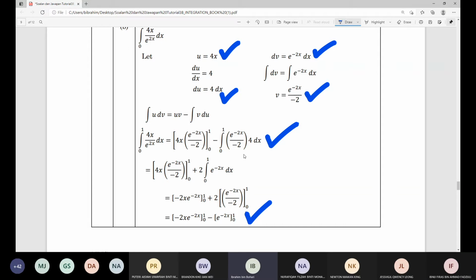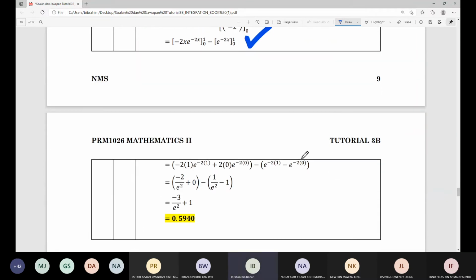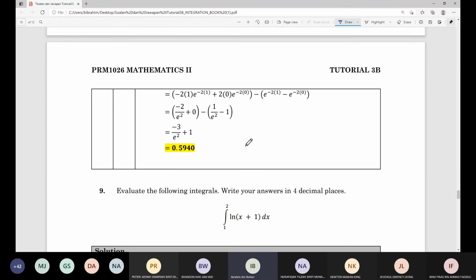And for integration by parts, once again your u and v must not be swapped. u equals 4x, and dv is the exponential function. Do not swap them. If swapped, you will get a different answer later. Okay, so check the answer. This is just as an answer. Okay, you substitute the value. And the answer is at least 4 decimal places, we follow the question. So the answer is negative 0.5940.